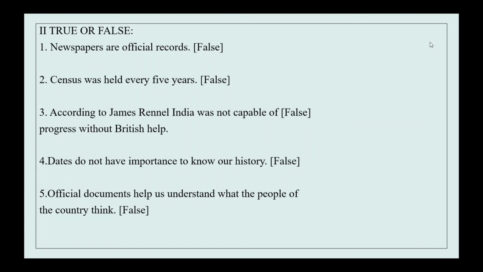Then, census was held every 5 years. No, it is false. Census was held every 10 years, right? So, according to James Rennell, India was not capable of progress without British help. False. Why is this false? This statement was given by James Mill, not by James Rennell. So this is false.